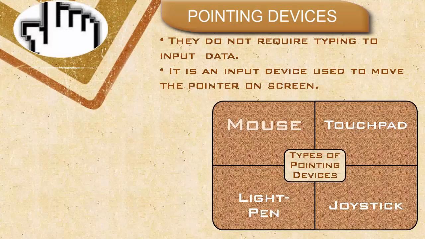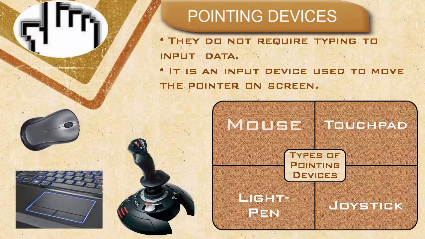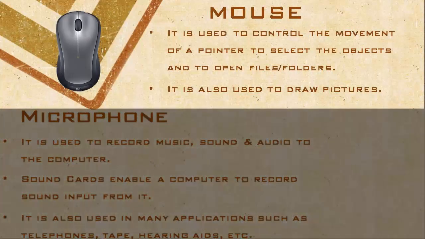Now, pointing devices. What are pointing devices? Pointing devices do not require typing input data. It is an input device used to move the pointer on screen. For example, mouse, touchpad, light pen, joystick. These all are pointing devices. So first, let's discuss the mouse. Mouse is used to control the movement of a pointer to select the objects and to open files or folders. It is also used to draw pictures.